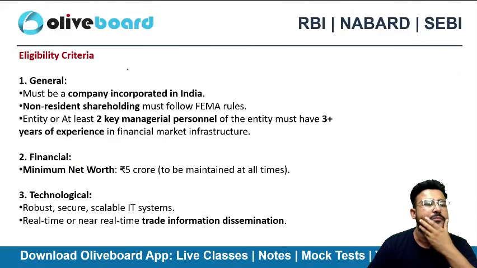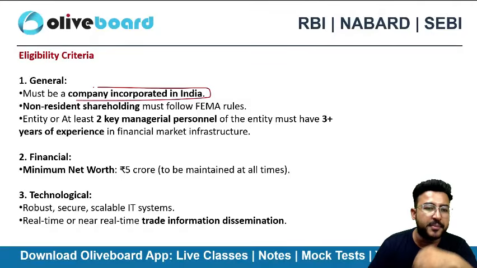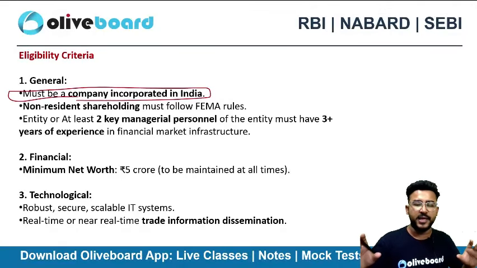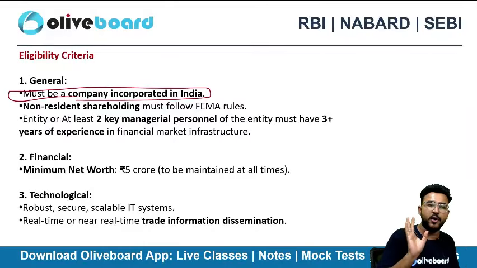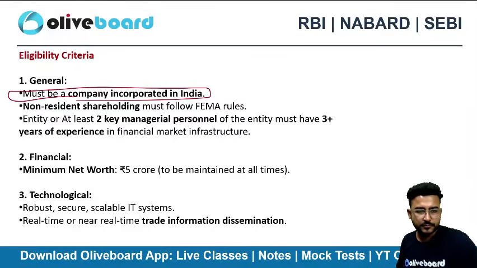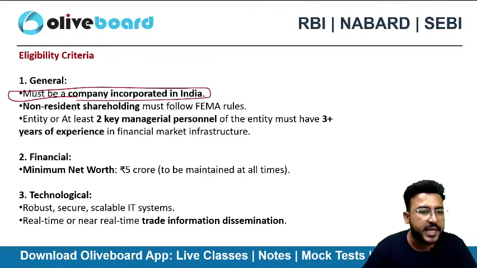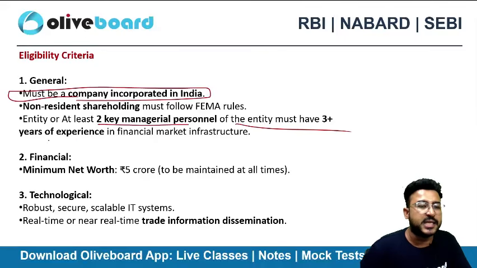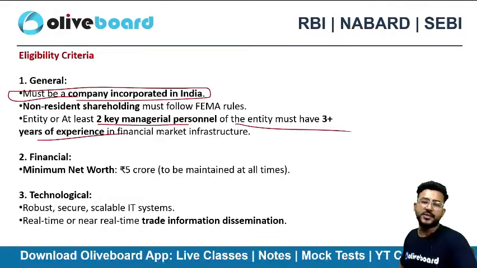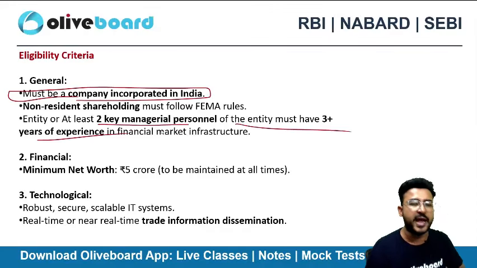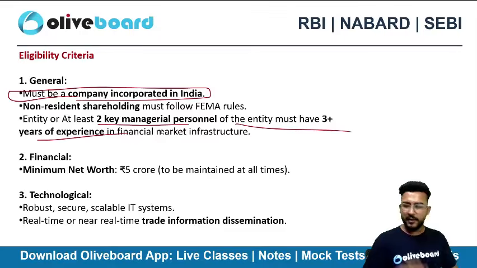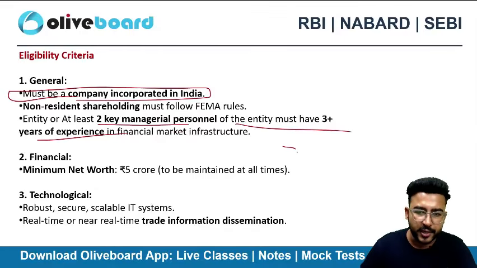Then must comply. Must be a company incorporated in India. You need to be a company incorporated in India. You cannot be a foreign company, and you cannot operate an ETP if you are a foreign company. You need to be incorporated in India only, right? Entity or at least 2 key managerial personnel should have at least 3+ years of experience. So your 2 key managerial personnel or your entity needs to have at least 3 years of work experience in the financial market infrastructure to become an ETP. That's very well required. This can be important.